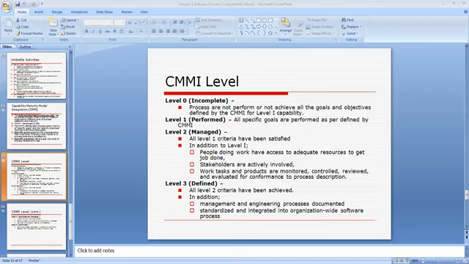Everybody should be involved. Everybody means whatever stakeholders there are, they should be involved. Some products or work should be monitored, controlled or reviewed by somebody, and evaluated for conformance to the process description. Means in level 2 the resources are there and should be used by somebody. Again, whatever tasks are there are controlled and monitored by somebody, and reviewed by somebody also. Then level 3 is there.